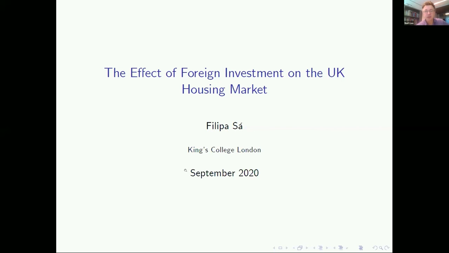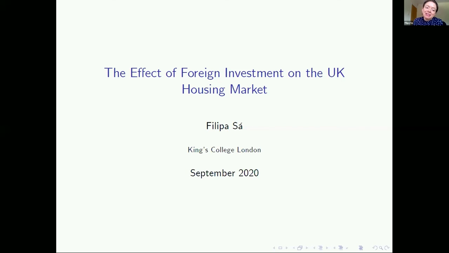So the next and final speaker in this session will be Filipa. She's working at King's College in London, where we would have had the conference if we hadn't had to move online. As you can see, the title of her presentation is The Effect of Foreign Investment on the UK Housing Markets. Filipa, the floor is yours.